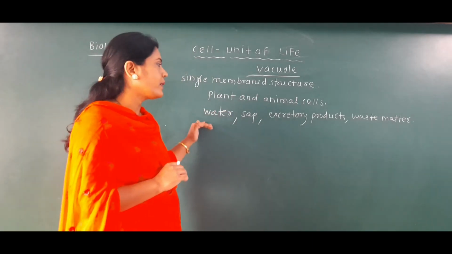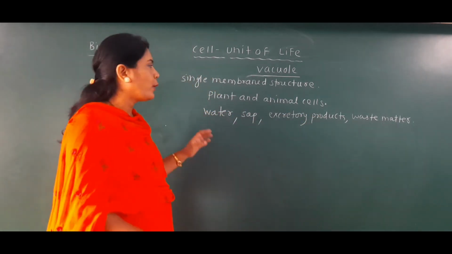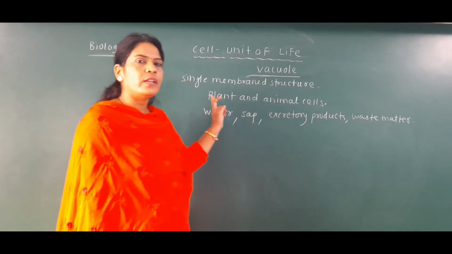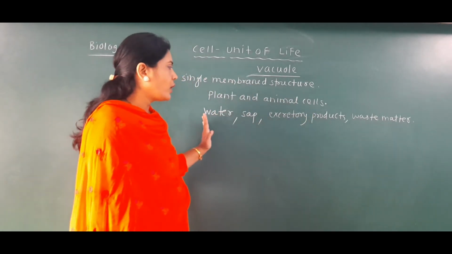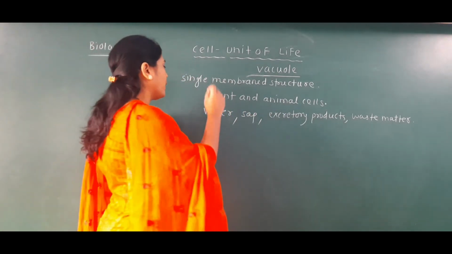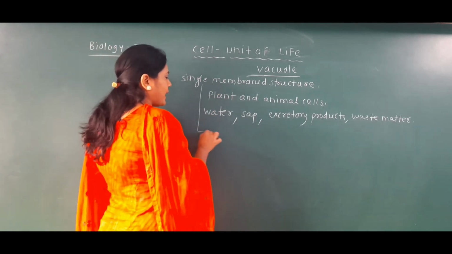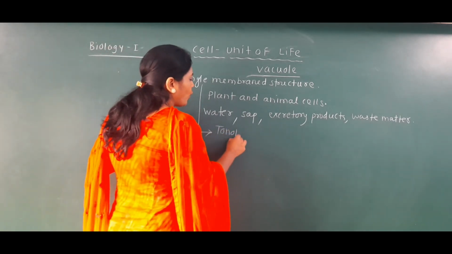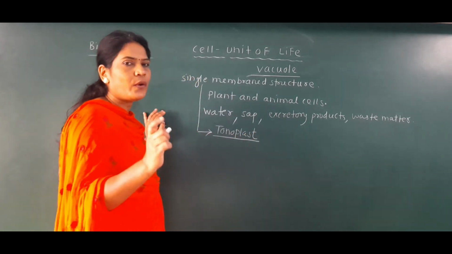Okay, so it is also important which content of the cell is present in the vacuole. So from the NEET point of view, which point is important? It is a single membrane structure and it is found in both plant as well as animal, but more in plant as compared to the animal. Water, sap, excretory product and waste matter is present in the vacuole. Now the single membrane of the vacuole is called the tonoplast. So it is also very important from the NEET point of view.